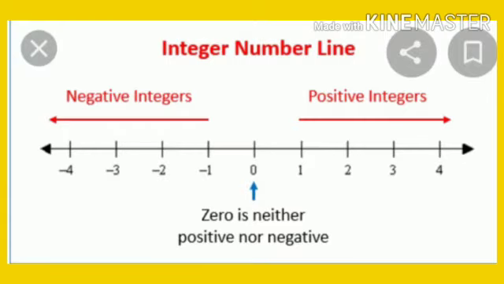Integers can be represented on the number line. A number line is a horizontal line which extends on both sides. On a number line, the positive numbers are to the right of 0 and the negative numbers are to the left of 0. Here, the values of an integer increase from left to right.